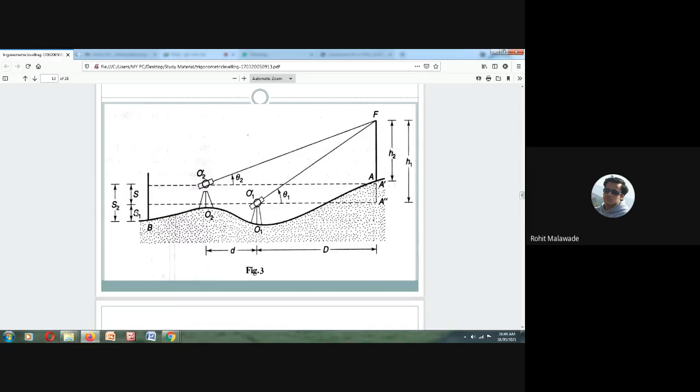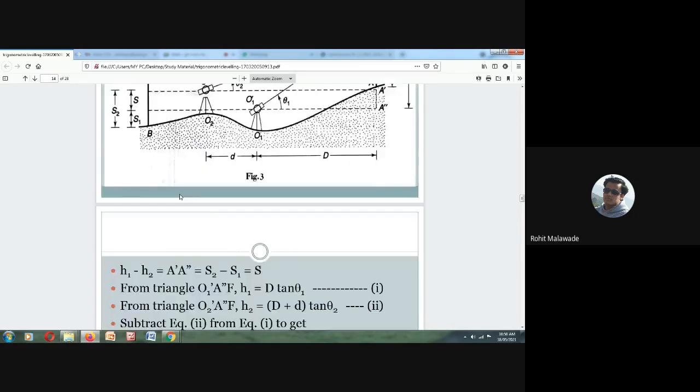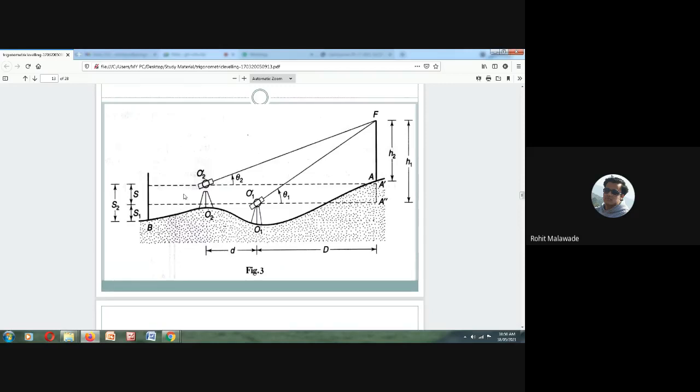This is your S1. S1 is the staff reading taken from O1 towards the benchmark. S2, here your line of collimation is over here, so you will be taking the reading over here. The difference between S1 and S2 will be S, the difference in the line of collimation, or the height difference between the two instruments is S.